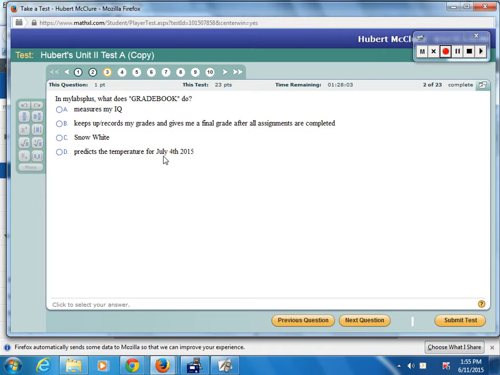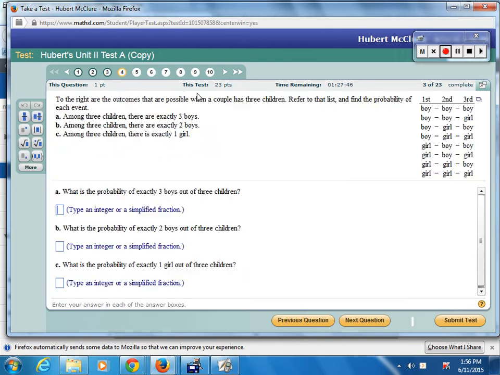Records. What does grade book do? I like to predict temperature for July 4th. You know, grade book, temperature prediction. Don't that match? Grade book, temperature prediction. You know, grade book, what would that mean? Is that our grade for the semester? Nope. It's your IQ.